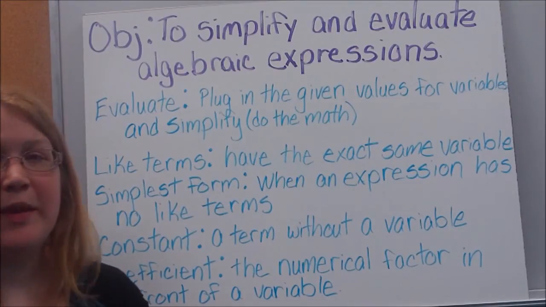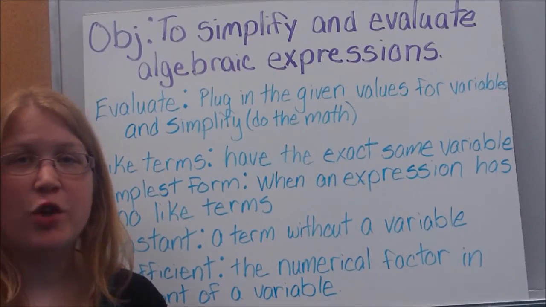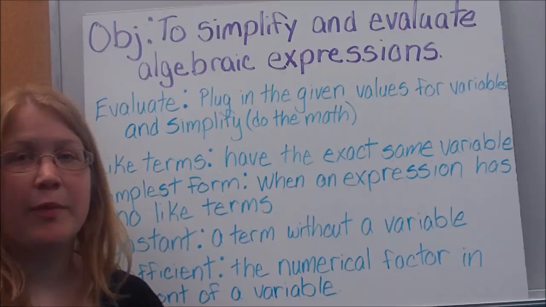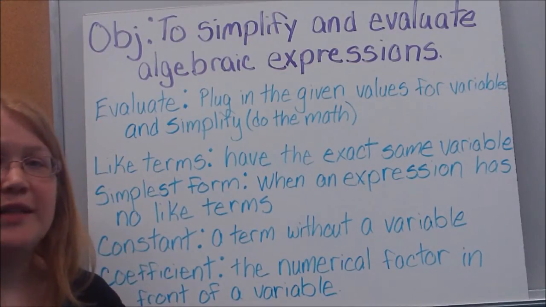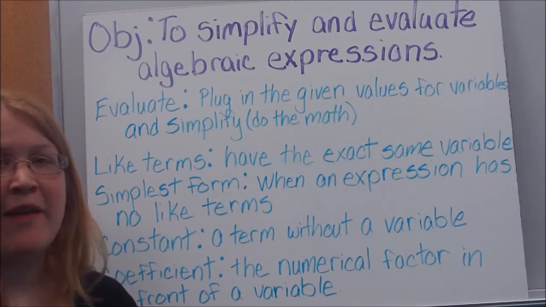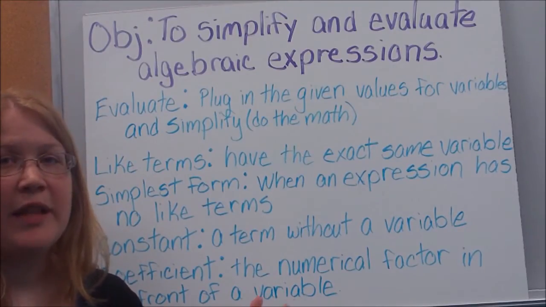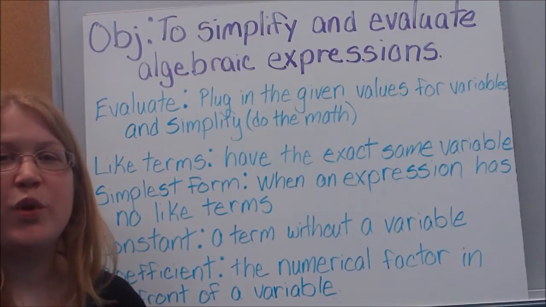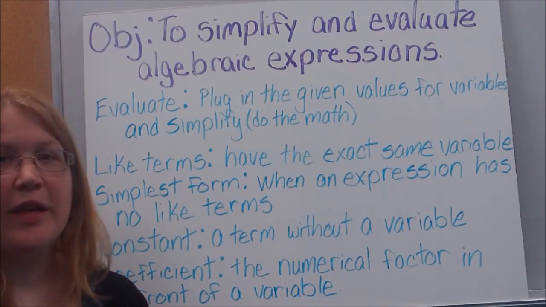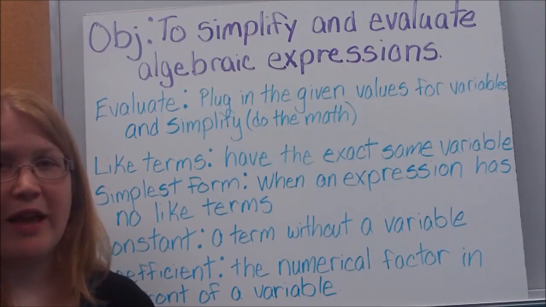Simplest form simply means an expression no longer has any like terms that I can combine, so I'm complete because it's in its simplest form. The other thing you need to know, a constant refers to a number that doesn't have a variable, just a plain old number that's never going to change. And the coefficient refers to a number in front of a variable. It tells you how many times you're multiplying that variable.